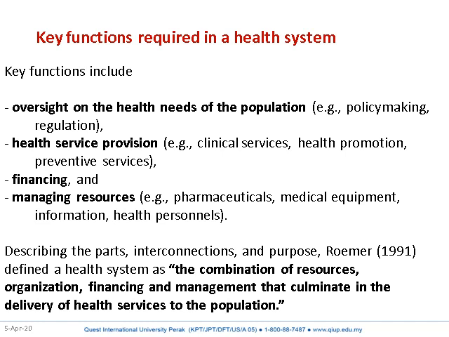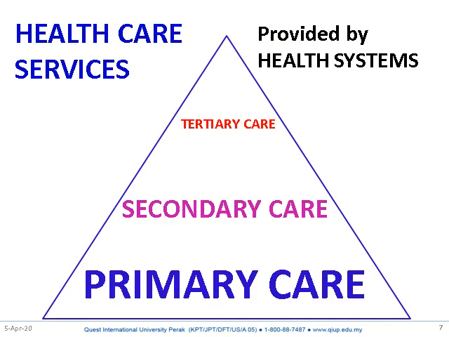Describing the parts, interconnection, and purpose. Health system is defined by Romer in 1991 as the combination of resources, organization, financing, and management. There should be a combination of all this that culminate in the delivery of health services to the population. There are three levels of healthcare provision: primary care service, secondary care service, and tertiary care service.